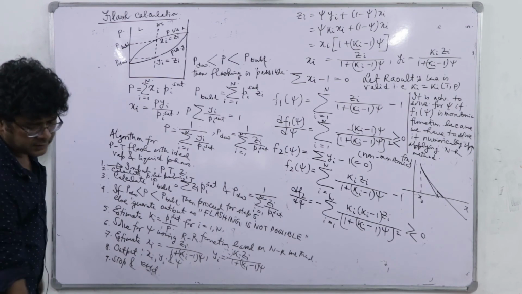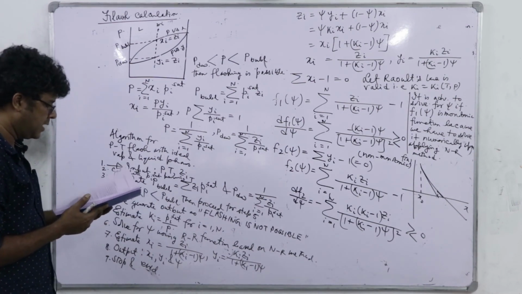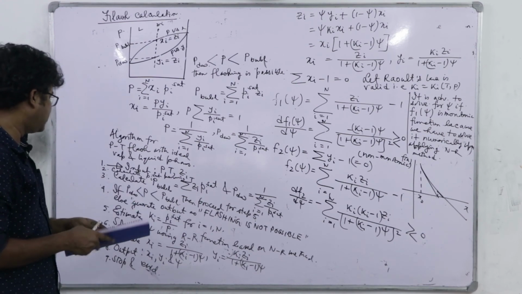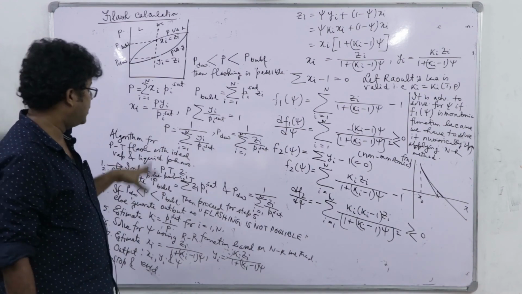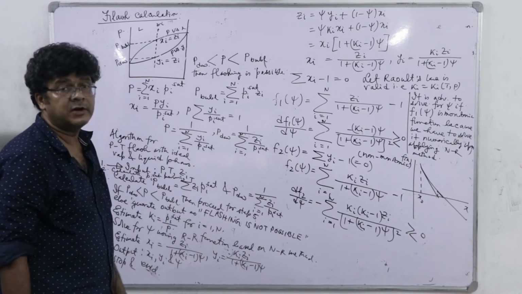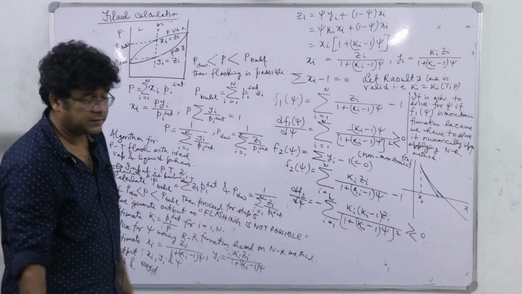So, the point to be noted is the bubble point and dew point pressures what you are going to calculate, and from there check the feasibility of flash operation, and after that go for solving the Rachford-Rice equation using the Newton-Raphson method.